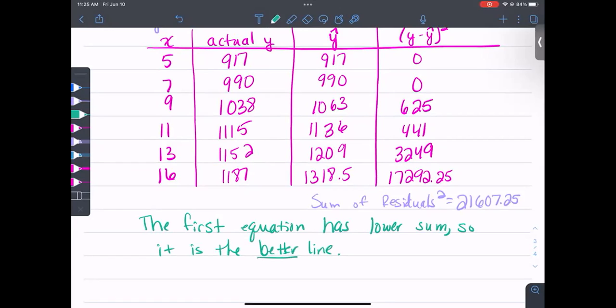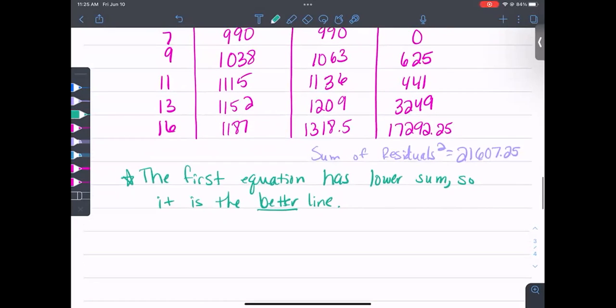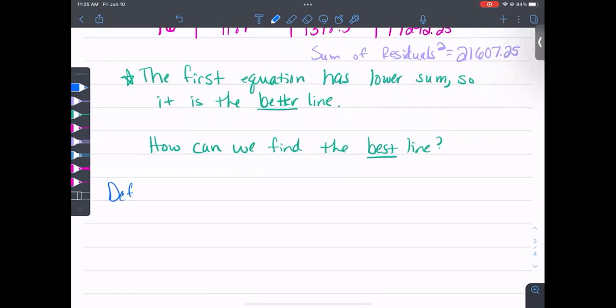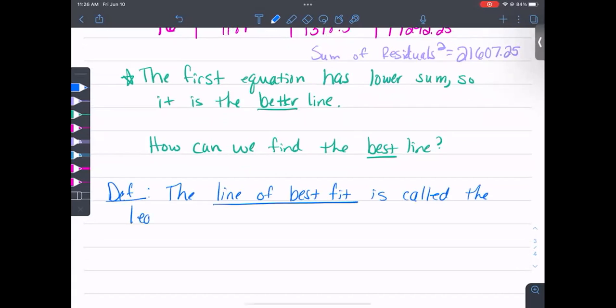Notice the word better. So we compare those two, and of those two, it is the better line. The question is, how can we find the best line? We don't want just the better of two lines that we came up with. We want to know what's the best line. So this is what we call the line of best fit. The line of best fit is called the least squares regression line.